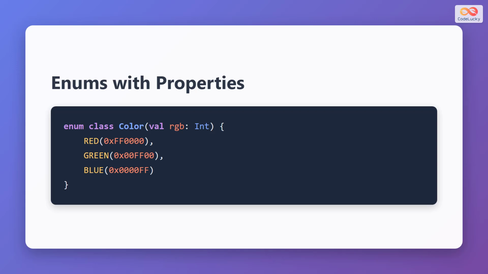Enums can have properties just like regular classes. We define properties in the enum's primary constructor. Each constant must then provide values for these properties. In this example, we have a Color enum with an rgb property of type Int. Each color constant provides its own hexadecimal RGB value. RED is assigned 0xFF0000, GREEN is 0x00FF00, and BLUE is 0x0000FF.